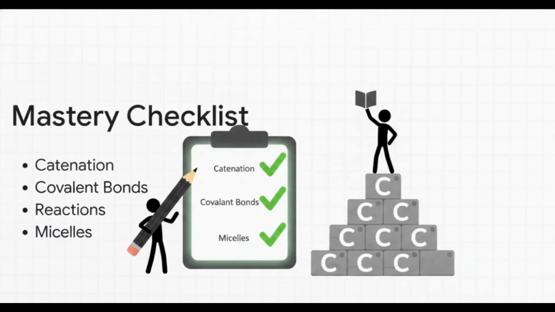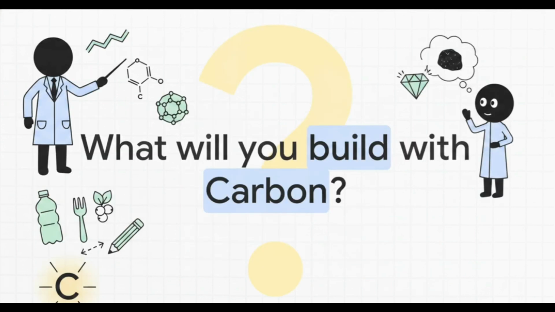We have covered some serious ground in this explainer today. If you can check off these concepts, from tetravalency and catenation to covalent bonds, the difference between saturated and unsaturated, homologous series, those 4 major chemical reactions, and finally micelles, then you are golden. You have just built a massive, rock-solid, textbook-perfect foundation of carbon chemistry. You now hold the fundamental building blocks of chemistry, materials, and honestly, life itself.